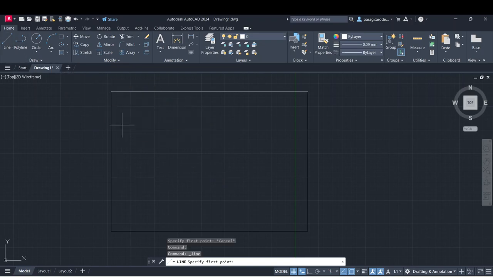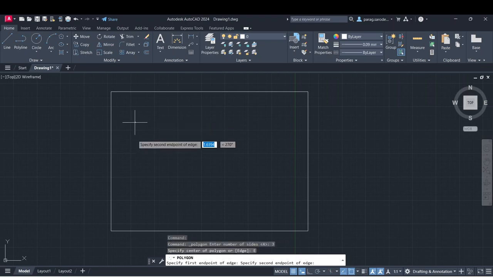I can take the command called polygon, right? For a triangle, how many sides will it have? 3. So I will enter 3. Then you can always look at the command line, in which it asks what is the center of the polygon. Now, instead of the center of the polygon, we will select the edge. Now it is asking what is the endpoint of the edge. Let us click somewhere on the screen, right?